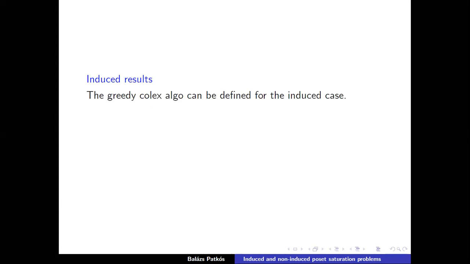So as I said, the greedy collects algorithm can be defined for the induced case. The proof that I told you doesn't work. We know that it doesn't work because the result would have given us that the saturation function is bounded by a constant independent of n, the size of the ground set, and we know from earlier results of many people that there are posets for which the induced saturation function tends to infinity with n, with the size of the ground set. So we can't expect that. But still, we can look at how the greedy collects algorithm works in the induced case. Well, actually, it's not that good. I will show you.